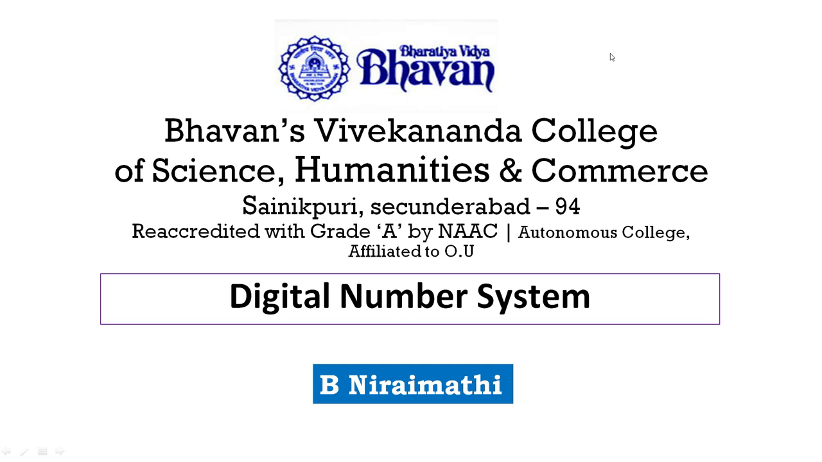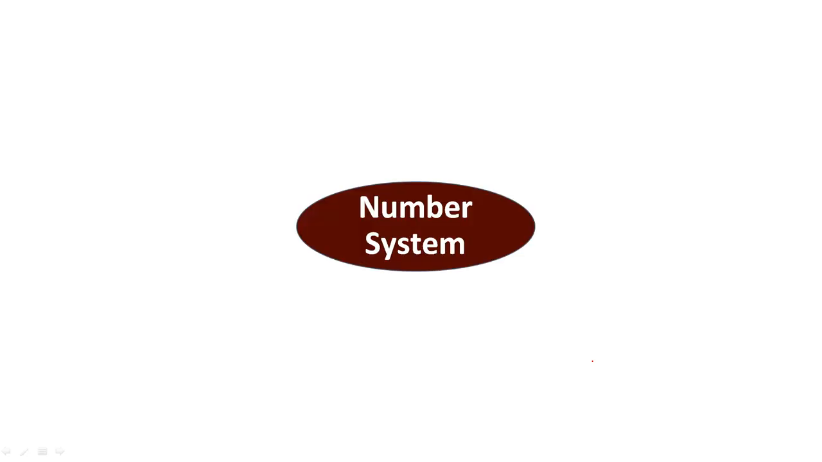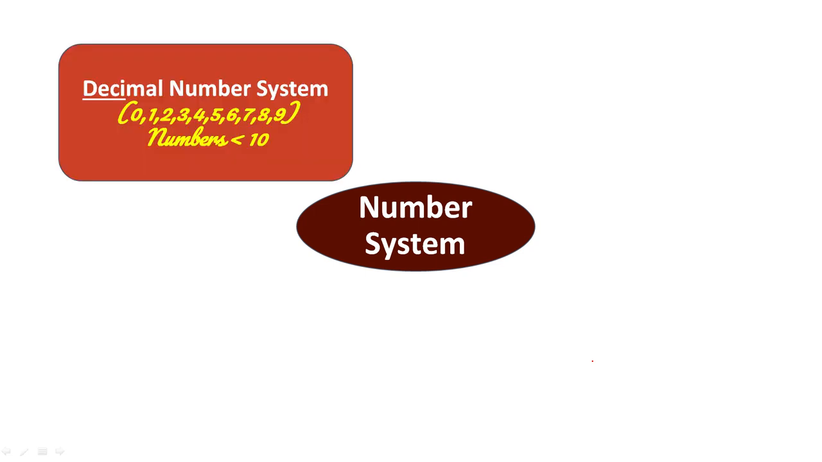Let us start the series of sessions on digital electronics. We will begin with the digital number system. There are basically 4 number systems used. The most common number system that is used is decimal number system.